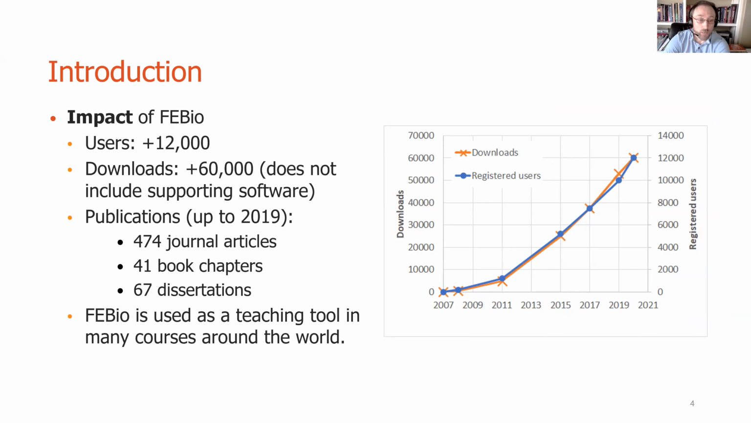Of course, this is all great, but how do we know that FEBio is actually being used by the community? Over the years, we've tried to track some statistics that could answer that question. Right now, we have about 12,000 registered users on the FEBio website. The software, which is just the FEBio solver itself, has been downloaded over 60,000 times. We can count on over 500 publications, including journal articles, book chapters, and dissertations. And we are aware of several instructors across the world that use FEBio in undergraduate and graduate courses.